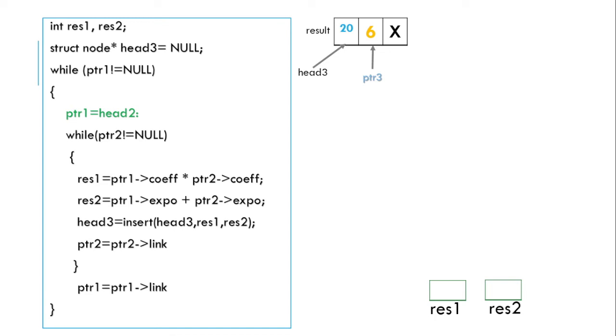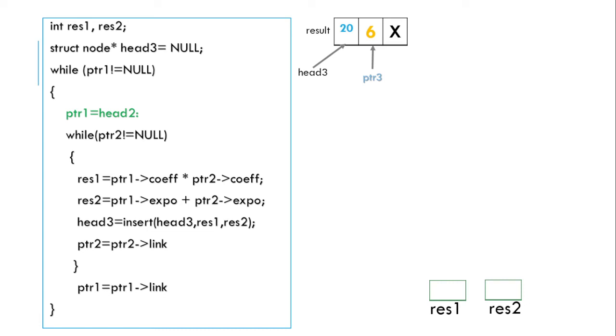We use two variables, result 1 and result 2, to store the intermediate results. Then for the resultant polynomial, let us assume that a pointer head 3 is pointing to the first node of the resultant polynomial. To traverse through the resultant polynomial, we may use a pointer ptr3. Initially the resultant polynomial is empty. That is why we write struct node star head 3 is equal to null. While ptr1 not equal to null, that is, we are going to traverse in the outer loop, that is, in the first polynomial.